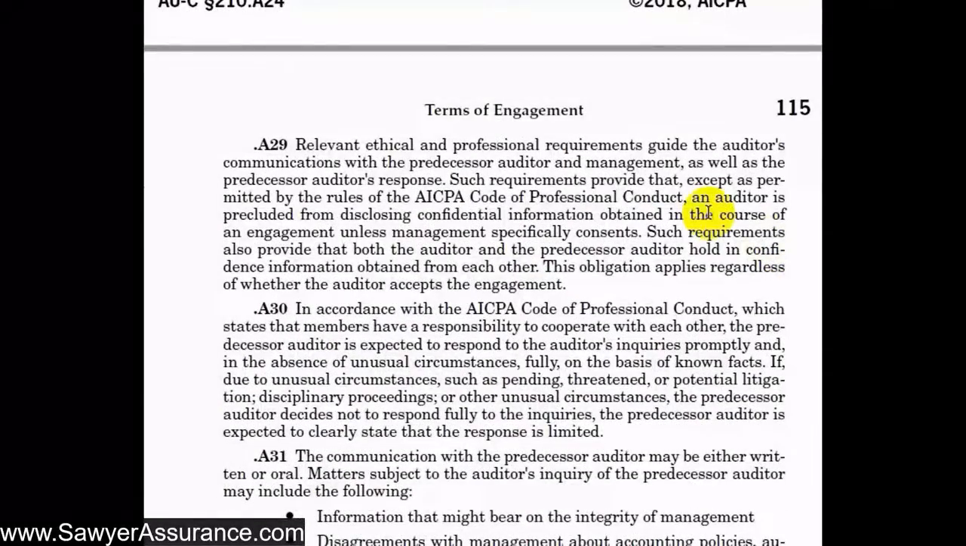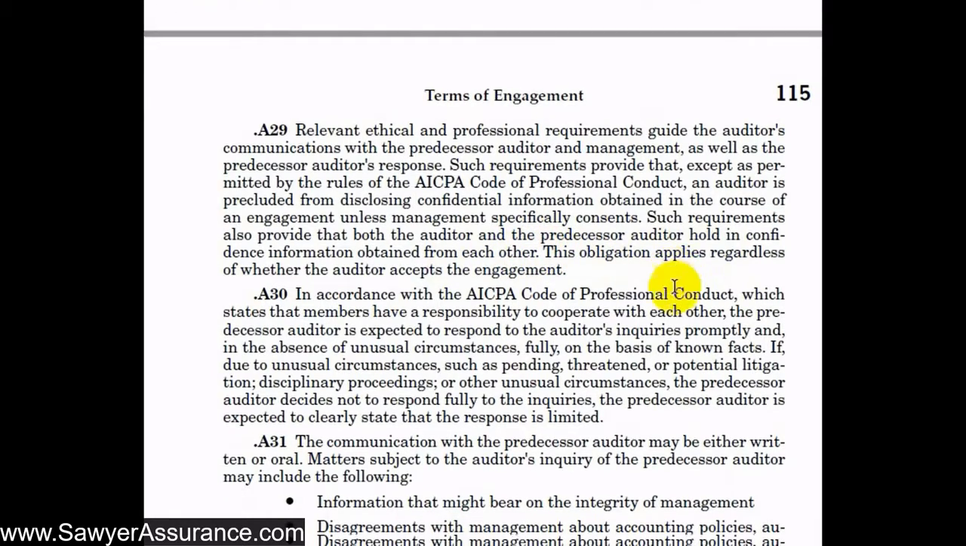What's also difficult about this is that an auditor is precluded from disclosing confidential information to anyone else unless management specifically consents to that authorization. So typically the new proposing audit firm will provide a letter template that management will sign and send to the predecessor auditor, but included in that letter is that they give the predecessor auditor authorization to hold these discussions with the new proposing auditor, and also that the new proposing auditor has to hold those discussions in confidence and confidentiality. And the new proposing auditor has to keep his discussion confidential whether he accepts the audit engagement or not.